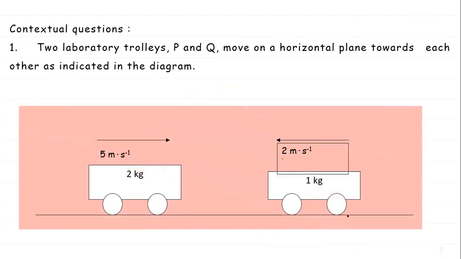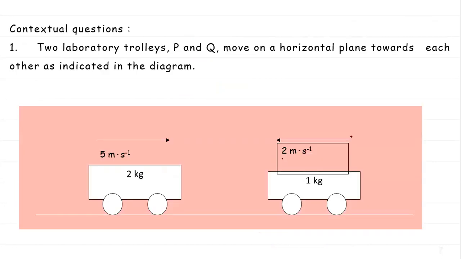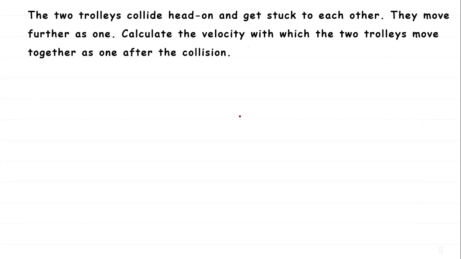Right. Now, let us look into contextual questions. Now, here we have 2 laboratory trolleys, P and Q. They move on a horizontal plane towards each other as indicated in the diagram. So they are going towards each other. We can see that the one has a mass of 2 kilograms, moving at 5 meters per second to the right. The other trolley is moving at 2 meters per second to the left, having a mass of 1 kilogram. Now, they tell us the 2 trolleys collide head on.